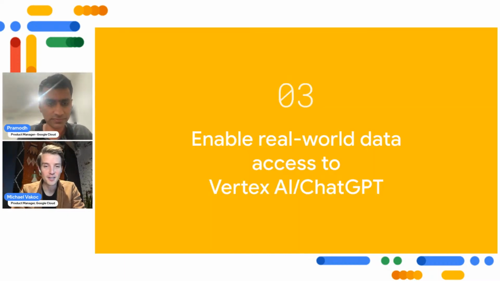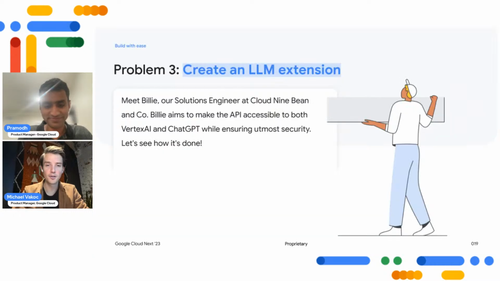Thank you, Pramodh. So the last part of our journey is talking about that application layer. How do we make it usable by users? This includes introducing our last hero of our journey from Cloud9 Bean and Company, which is Billy. Billy is a solutions engineer whose aim is to make the APIs they have built and integrated with other products exposed to the end users. And they want to expose them not just via a mobile app or a web app, but through an actual LLM, through Vertex or through ChatGPT. Now, how do they do that?